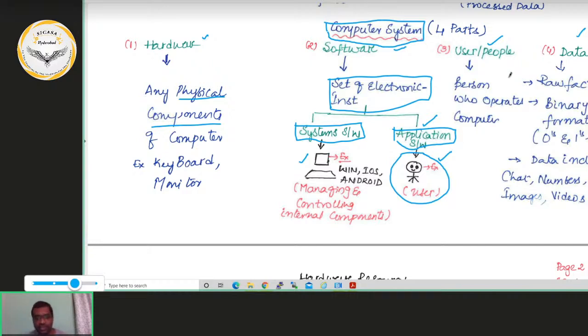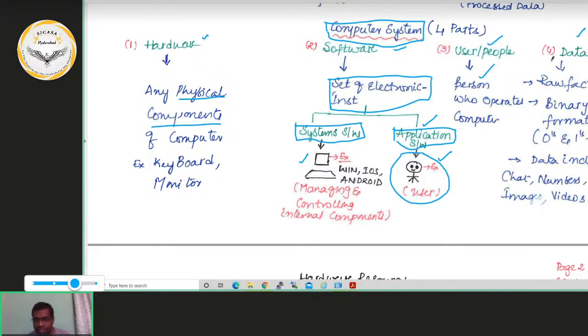Okay, so the next component is user or people. So who is a user or person? It's nothing but a person who operates a computer, and is called people. Can a computer run on its own? No, a computer cannot run on its own. A computer should be operated by a person. So that is called people.